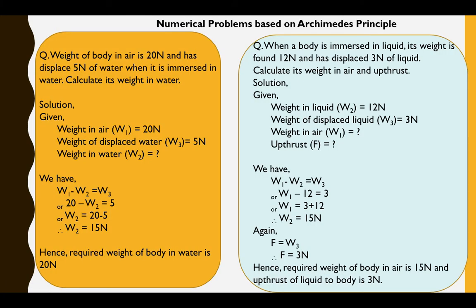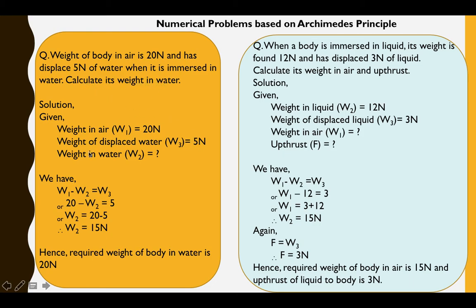Now here we have numerical problems based on Archimedes principle. The weight of a body in air is 20 Newton and it has displaced 5 Newton of water when immersed in water. Calculate its weight in water. This 20 Newton is weight in air, which we always symbolize by W1 equal to 20 Newton. And 5 Newton is the weight of displaced water, which we always symbolize by W3 equal to 5 Newton. Now what is asked?